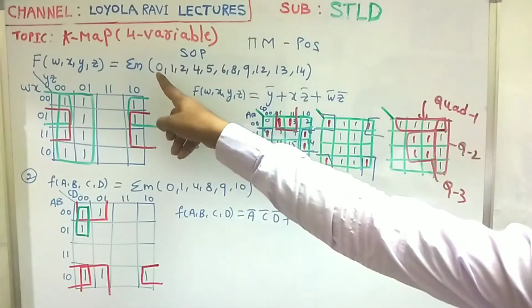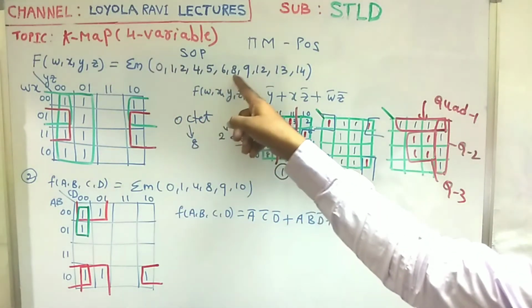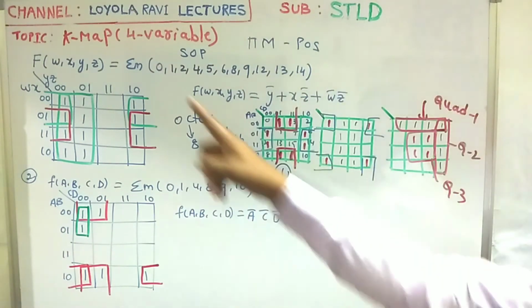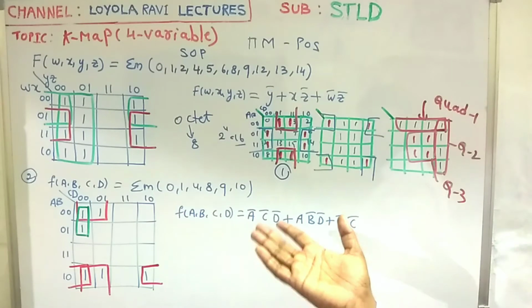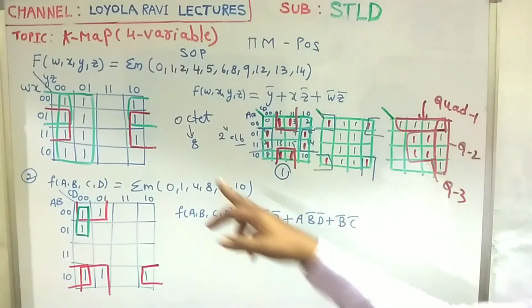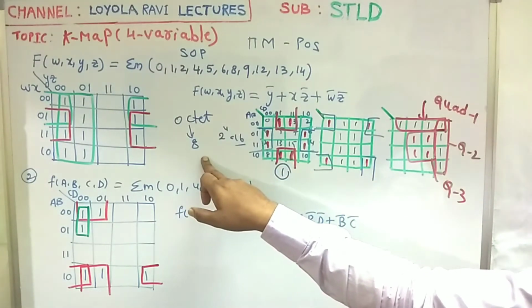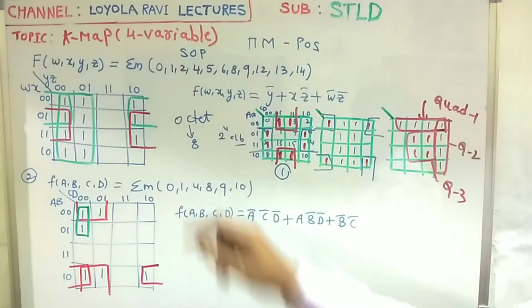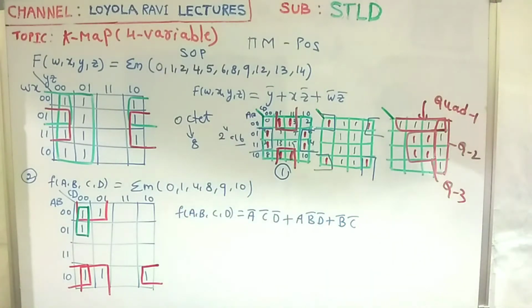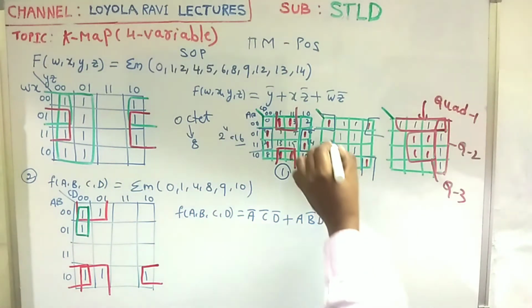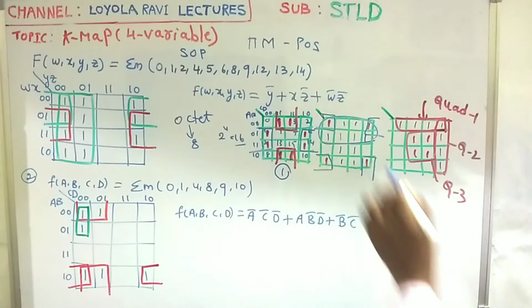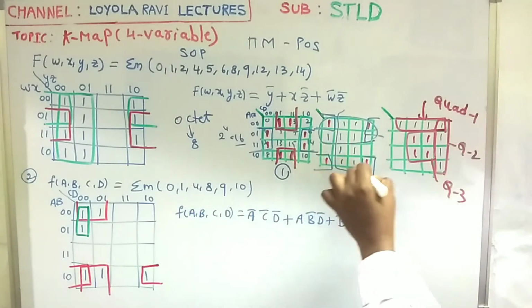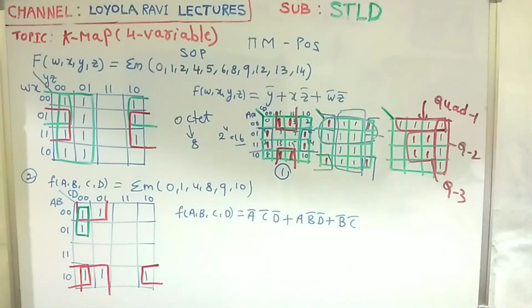Why? Because I have 1, 2, 3, 4, 5, 6, 7, 8, 9, 10, 11, 11 minterms. That's why there is a possibility of forming an octet. That's why I am checking for octet, the number of 8 adjacent ones. See here, 8 adjacent ones is nothing but like this: 4 ones, 4 ones. This is one octet. Otherwise like this, this is another octet. Like this we have to check whether 8 adjacent ones are there or not.